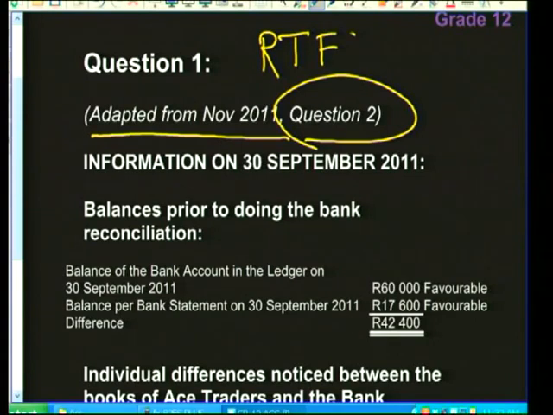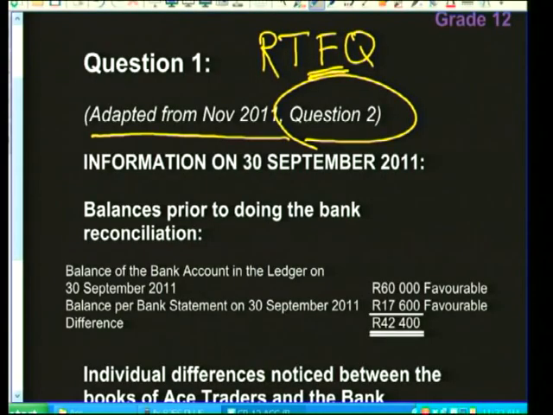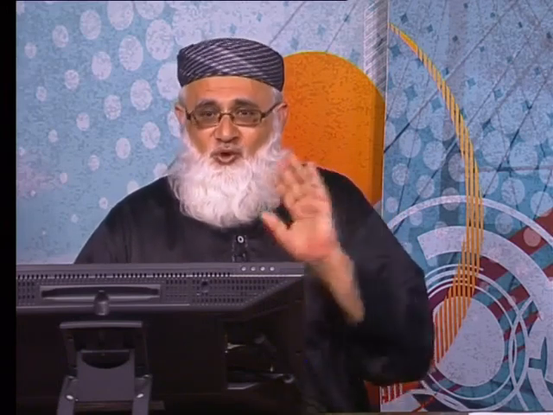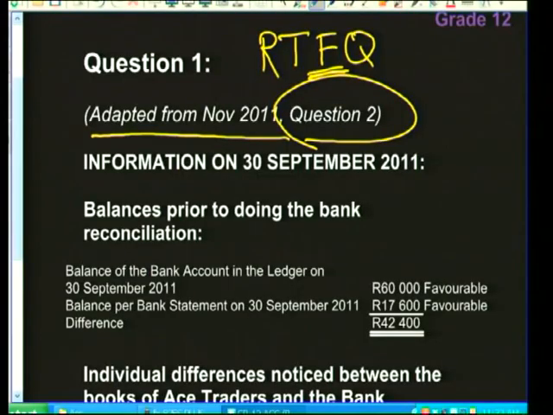RTFQ. What does that stand for? Read the full question. We're not angry, so we won't use an expletive here. We will rather say, read the full question. Okay, what's the information? The information is appearing on the 30th of September. Watch what I'm doing. I'm underlining pertinent information. And this is what you can do in an exam as well. So you know precisely that this is the date that I'm working around.